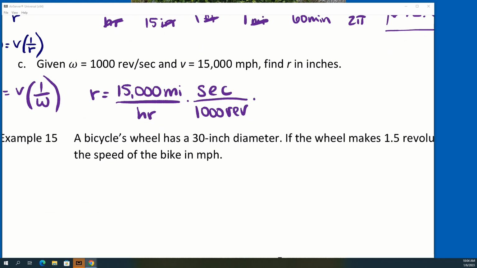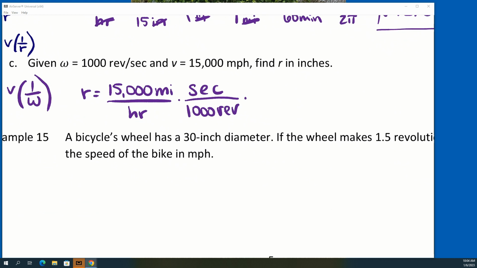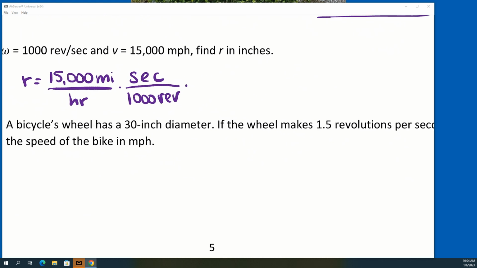All right. Now we got lots of stuff going on that we don't need. We don't want a time. We don't want an angle. And we want our miles to turn into inches. So we have several fractions we have to go through on this problem.